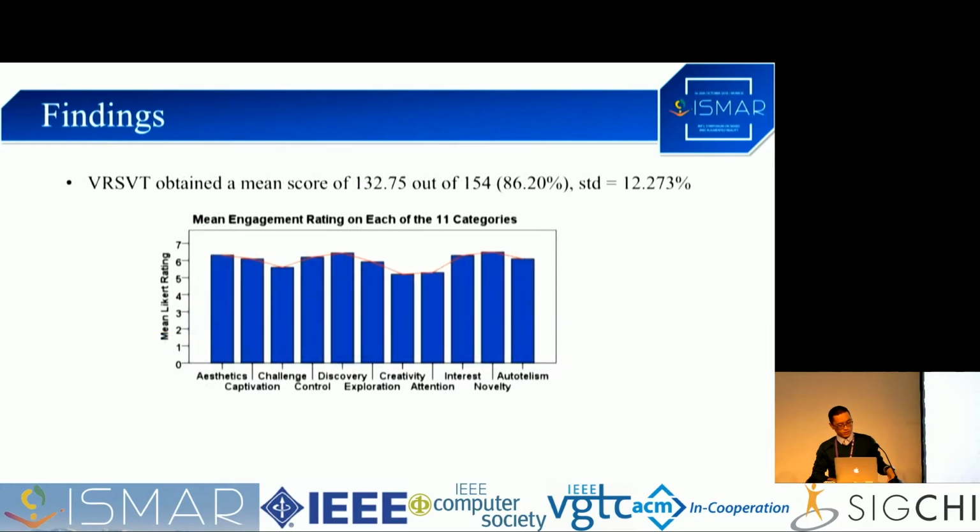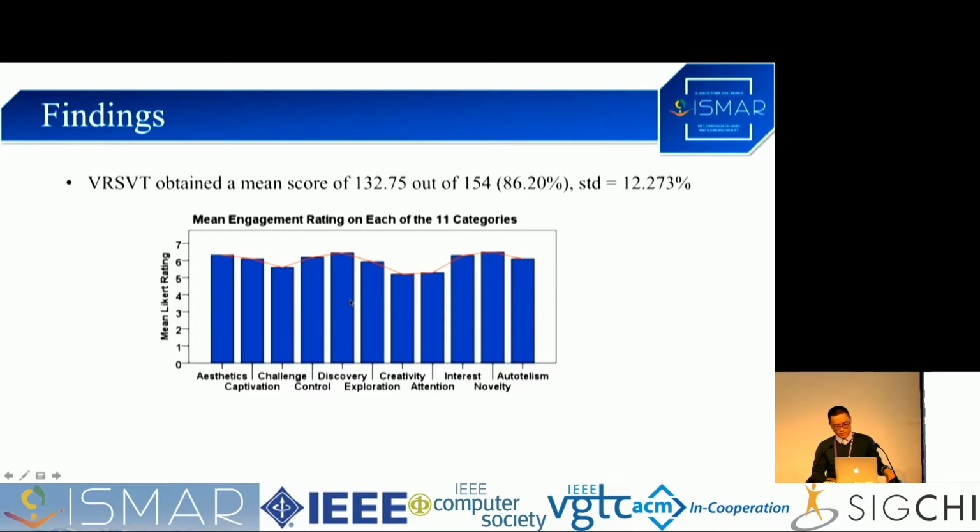So let us take a close look at the engagement chart we obtained from the Vis Engage questionnaire. For engagement level, our tool obtained 132 points out of 154. It's around 86% of the entire score, which is really high. And especially on the chart, the tool was rated high on the novelty interest and also explorations and discovery categories.